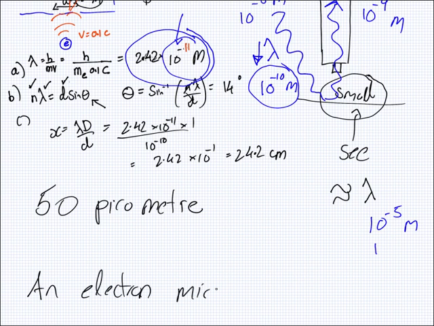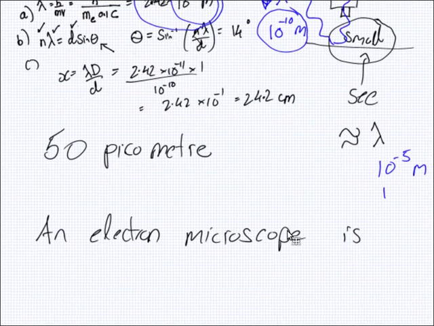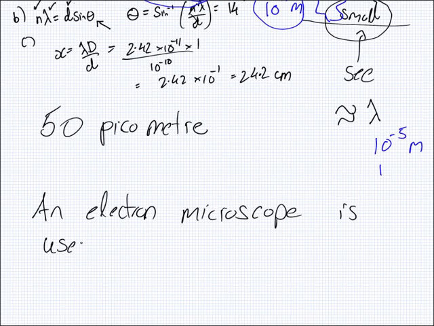How big is it? Pico. What is angstrom? 10 minus 10. What is it? 12. 10 minus 12. Yeah.